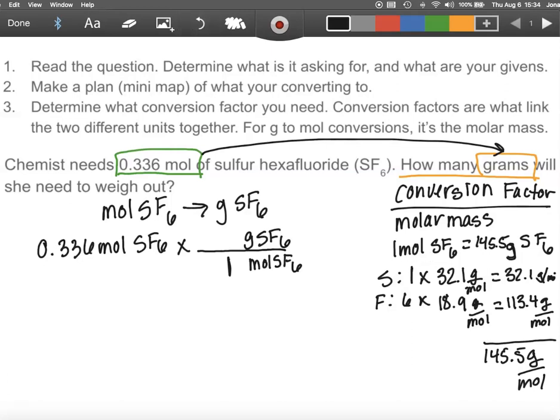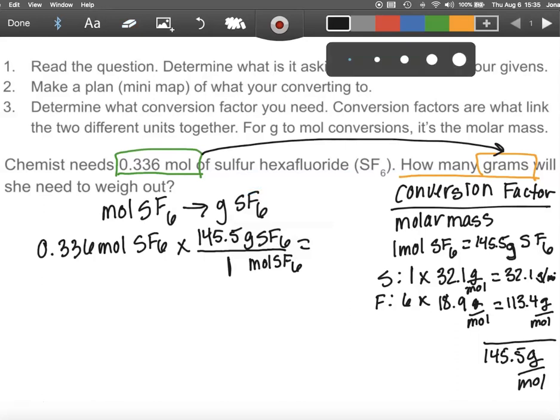So the grams are going to be 145.5, what we calculated. And I'm going to put the equal sign down here so that we have a little bit of room. Actually, I'm going to do it a little further away than that. Do the equal sign right here. Okay. Guess what happens to the moles of SF6?